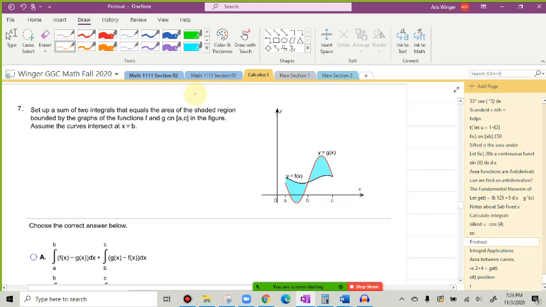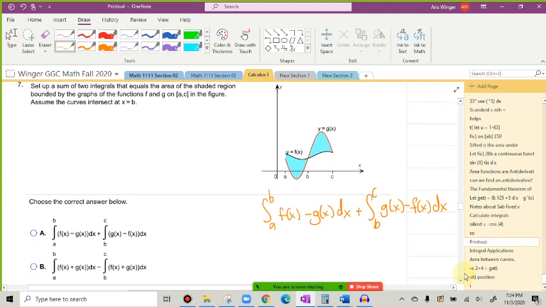Area between curves. Set up a sum of two integrals that equals the area of the region bounded by the graphs of the functions f and g on a to c in the figure. Assume that the curves intersect at x equals b. Well, from here, it looks like we're going to do the top. Again, it's always the top function minus the bottom function. So this looks like the integral from a to b of f minus g plus the integral from b to c of the top function, g minus f.